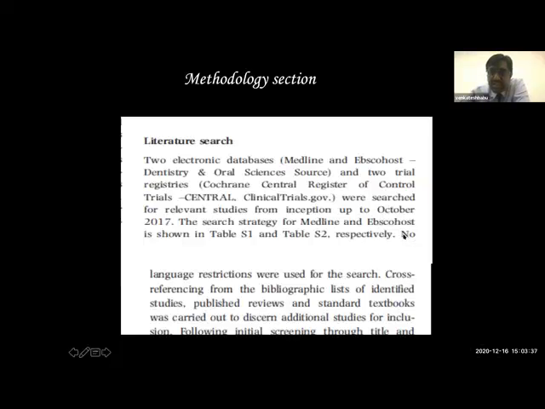Same way, here I have mentioned no language restrictions were used. It means any language I will be including. In case I have mentioned only English papers will be accepted, the other language papers will be deleted. Again, it's up to that individual person to take a call on that. For example, if you have a lot of good translators, then you can go for no language restriction. If you don't want to do all those things, you restrict only to English papers. It's up to you. But English language is mandatory. Okay, don't skip English language.